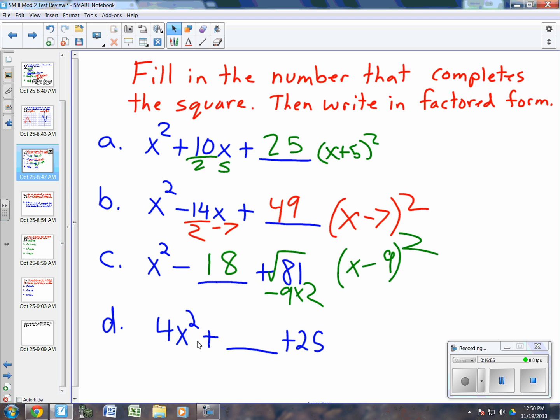Yeah, hey, you guys, all you have to do is take the square root of 81 and double it. Square root of 81 is 9. 9 doubled is 18. Okay? And then this factors to be x minus 9 squared because 9 times 9 is 81. Negative 9 plus negative 9 is negative 18.